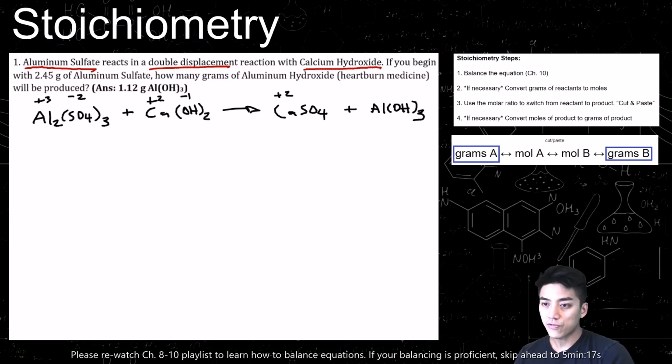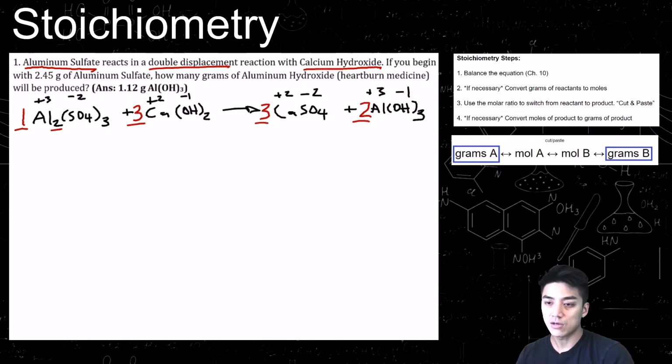And I know what their formulas are based off their charges, and we're crisscrossing the charges every time. So I am confident that this skeleton equation is correct. Okay, it looks like I need a 2 in front of the aluminum hydroxide. That will change my hydroxide counts, and then I put a 1, a 3, a 3, and a 2. So that's how I balance this equation.